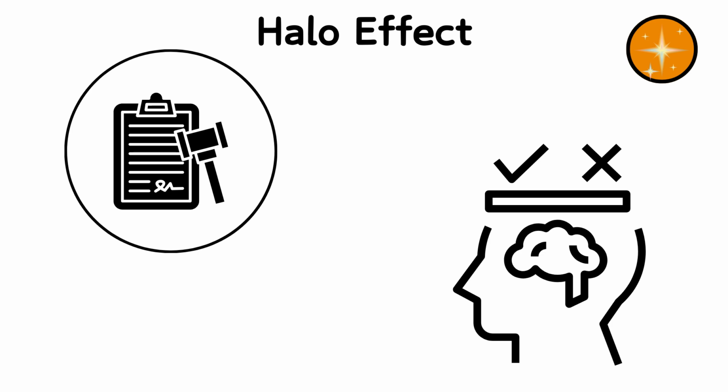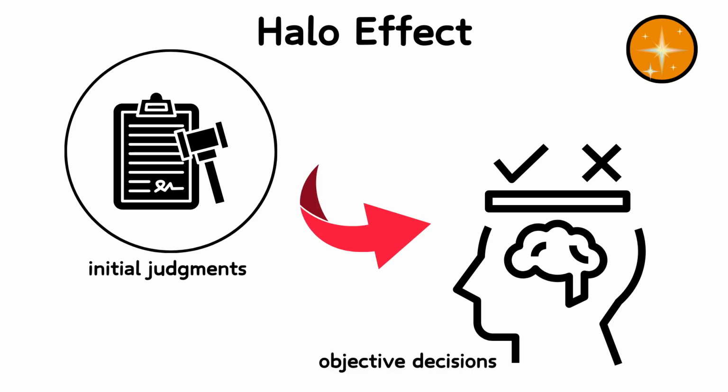Understanding the halo effect helps us question our initial judgments and aim to separate our assessments in different areas. By being aware of this bias, we can strive to make more objective decisions and interact more fairly with others, recognizing that one positive trait does not necessarily correlate with others.